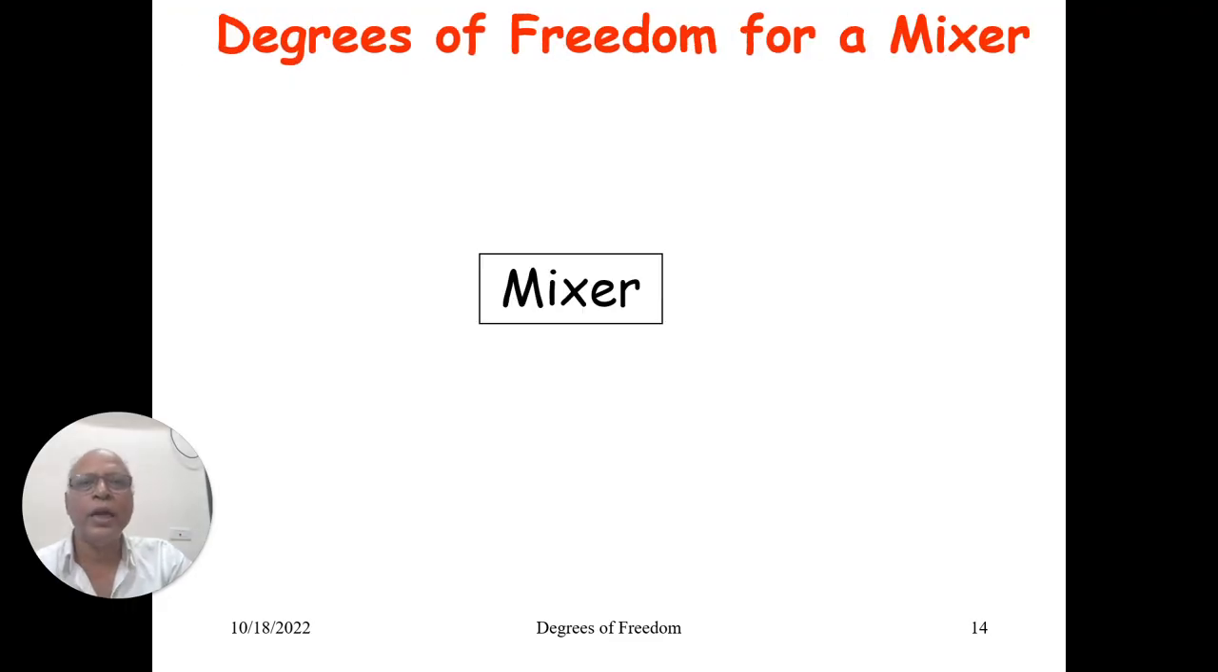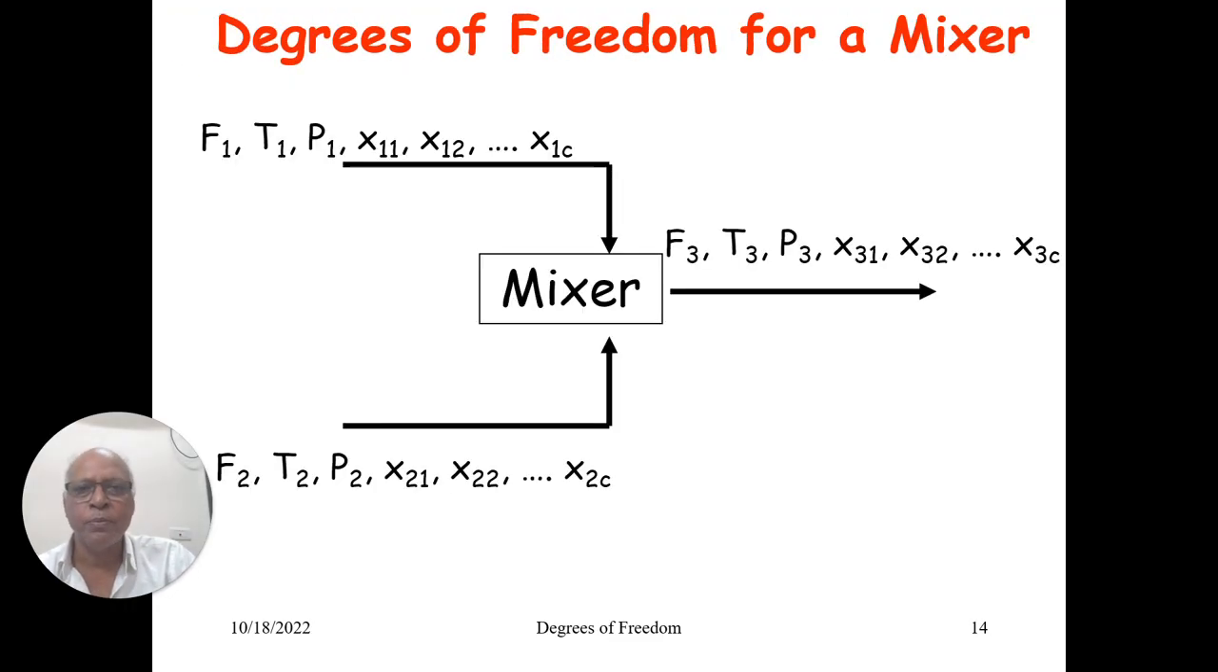Now, using this, let us also look at some units. Suppose you have a mixer. Of course, any number of input streams can be mixed to give rise to one output stream. Though we are taking two input streams and one output stream, the same logic can be extended even for other situations. So what could be the typical variables involved? Flow rate of stream 1, temperature, pressure, mole fraction of component 1 in stream 1, mole fraction of component 2 in stream 1 and so on. These are going to be the mole fractions. Similarly, for each of the streams, I have identified certain variables.